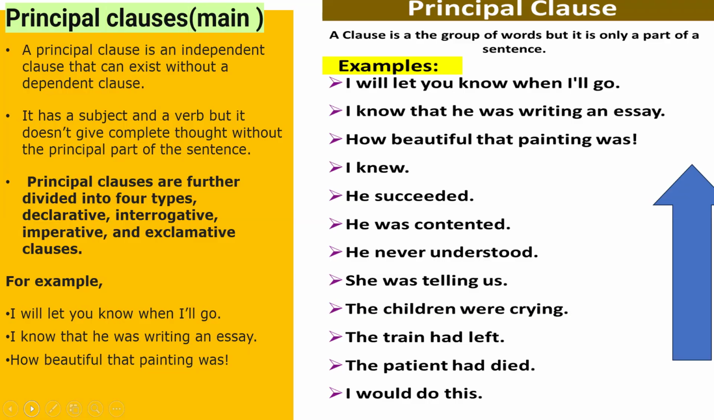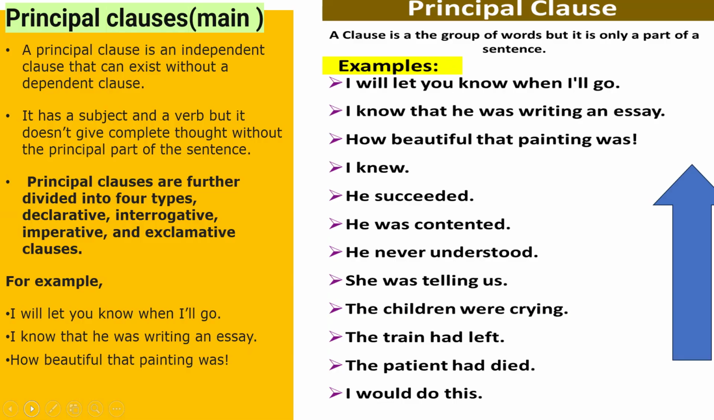Examples are given. I will let you know when I will go. So when I will go is a dependent clause. That he was writing an essay, dependent clause. That painting was, dependent clause. I knew, purely an independent clause. He succeeded, purely a principal clause. He was contented, he was satisfied, principal clauses. They do not require any clause to give complete meaning. He never understood, a principal clause giving complete meaning.